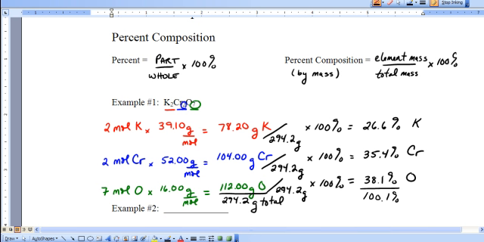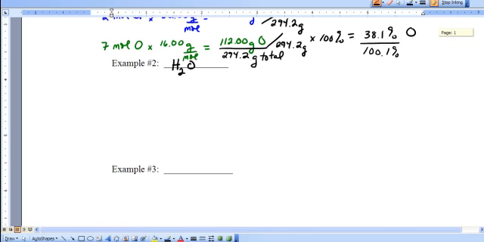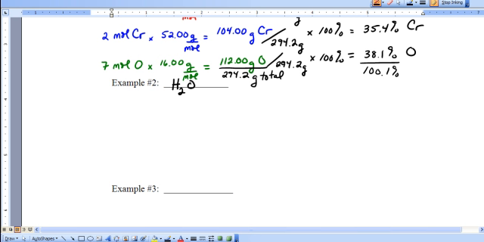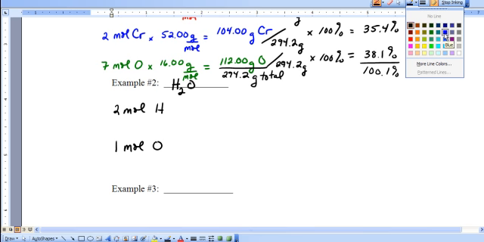Now let's try another one. Let's try something a little bit smaller. We'll try water for our second example, H2O. Now with water, let's scroll down and give ourselves some room here. Water has 2 moles of hydrogen and it has 1 mole of oxygen. I guess if we want to, we could do this in the colors. So why don't we go ahead and do that.